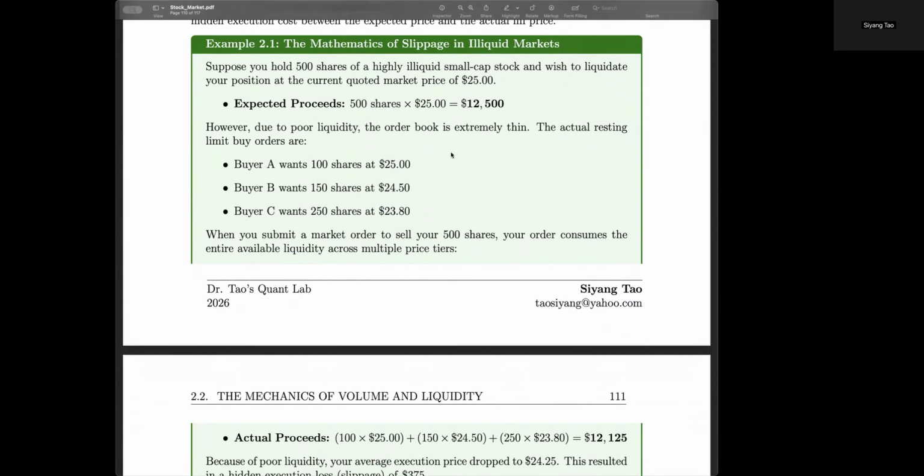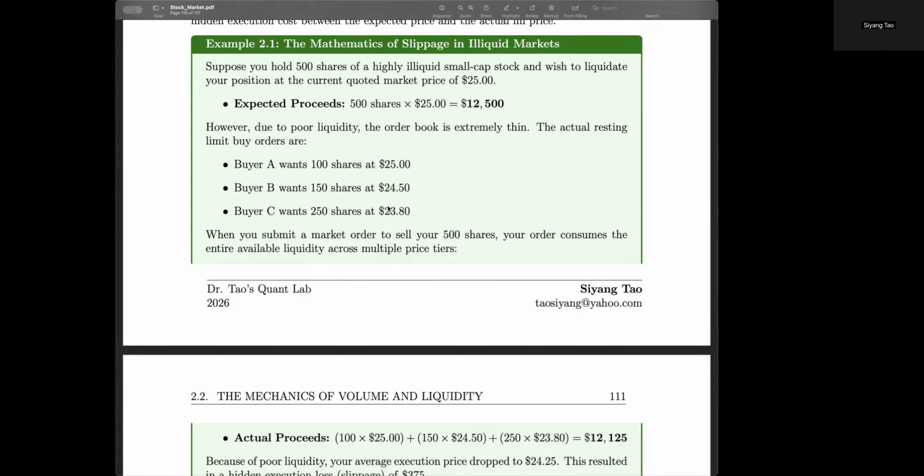Look at the mathematical example in your textbook. Suppose you try to liquidate 500 shares of a highly illiquid small cap stock at the current price of $25. Because the order book is thin, you might only find one person willing to buy 100 shares at $25. Your order immediately eats down the order book to the next buyers at 24.5 and 23.8.